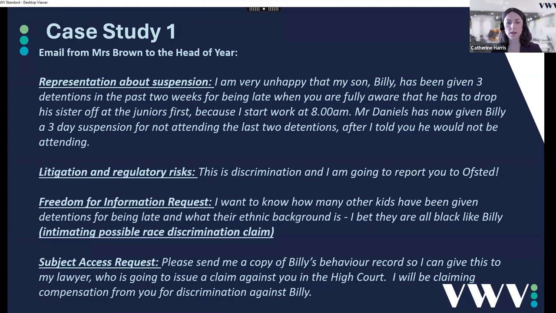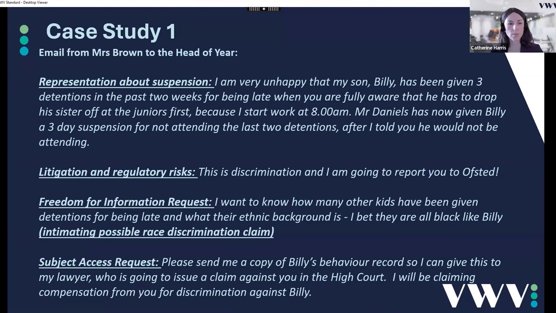We'd say it's generally better if the governors can deal with everything under the statutory exclusions process, and that way you don't need to invoke the complaints policy separately, but it really depends what the parent is complaining about. And here it's clear that the missed detentions are background information for the suspension.